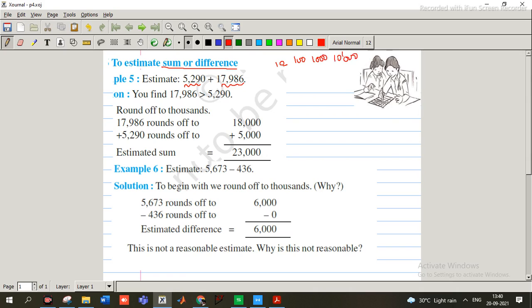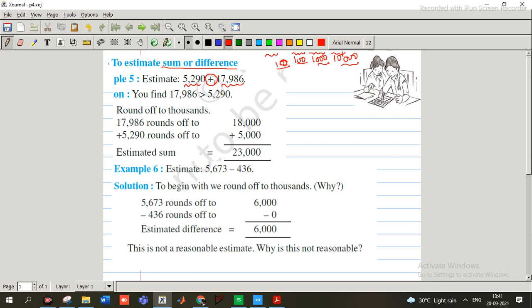In order to approximate it to the nearest 10, we only take the last 2 digits. For hundreds, we'll take the last 3 digits. For 1000, we take the last 4 digits. For 10,000, we take the 5 digits. In this way, we actually try to change it. Okay. So we need to approximate the sum or difference. For approximating the sum, let's take first the example of sum only.